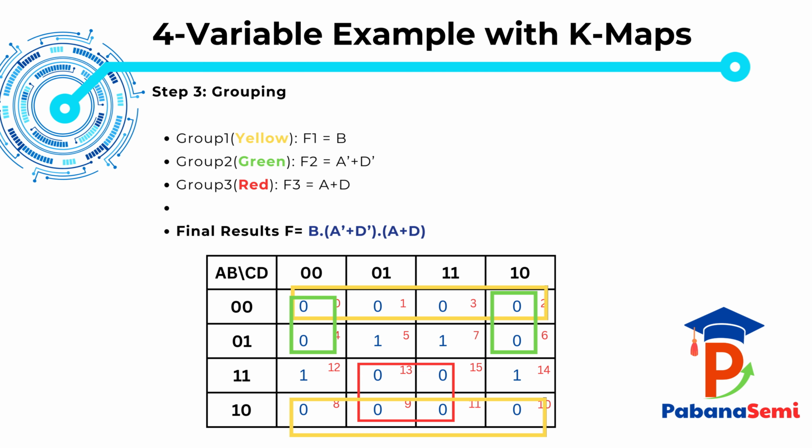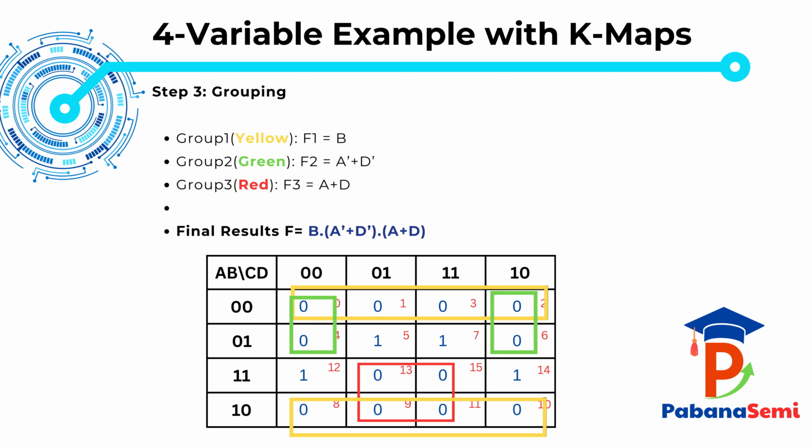Group 2, green. Next, consider Group 2, highlighted in green. From this green grouping, a is complemented, d is complemented. Variables b and c changed, so b, c are eliminated. The constants map to the sum term. f2 equals a plus d.